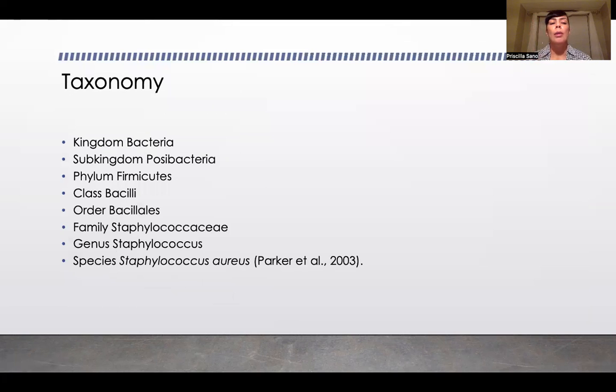Taxonomy. It belongs to the kingdom Bacteria, subkingdom Posibacteria, phylum Firmicutes, class Bacilli, order Bacillales, family Staphylococcaceae, genus Staphylococcus, and last but not least, species will be Staphylococcus aureus.